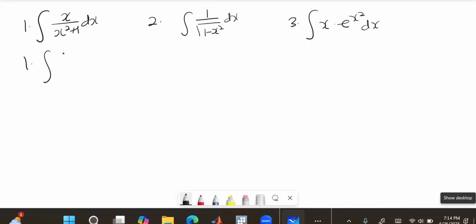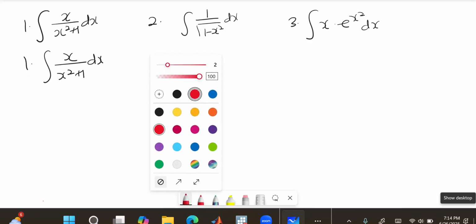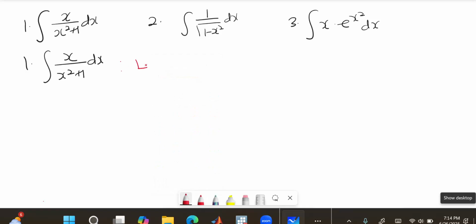First one, integral of x over x squared plus 1 dx. So this is a U-Sub. And the trick here is to let u be equal to the denominator, which is x squared plus 1. Take the derivative of u with respect to x, and that should be equal to 2x. Multiply both sides by dx. We have du equal to 2x dx.